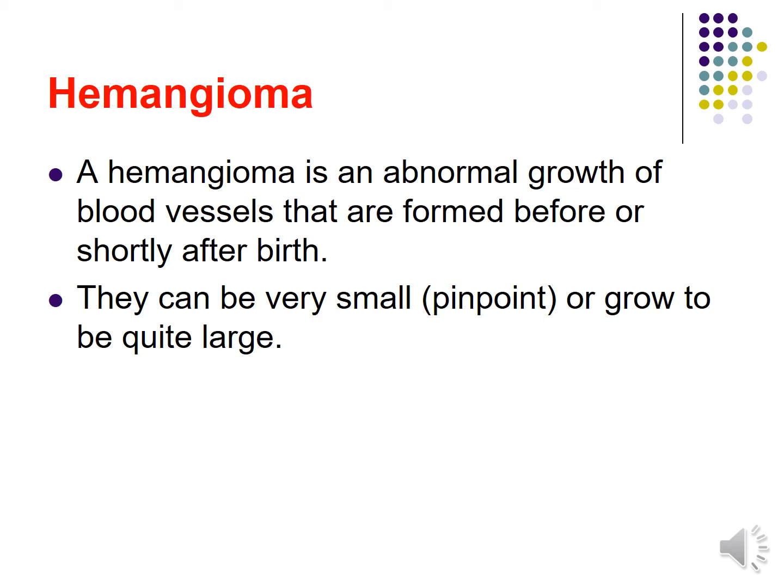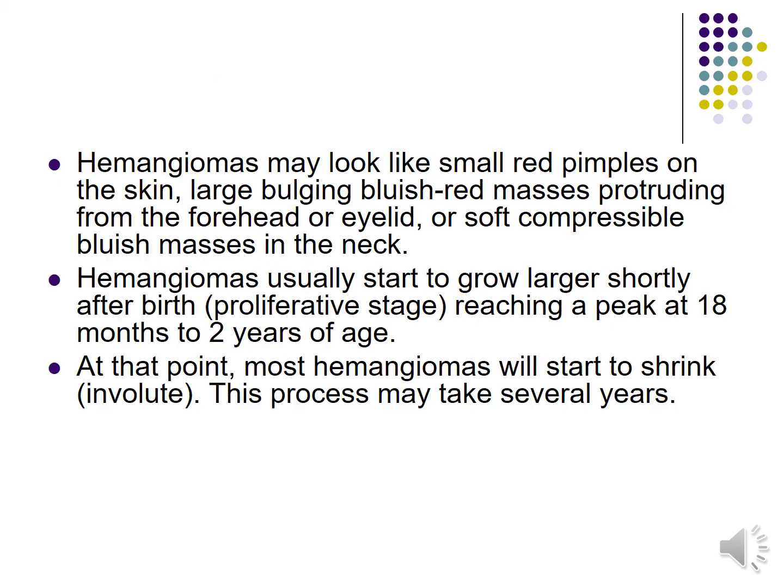So it can be a small pinpoint, or it may grow to quite a large size. Hemangioma may look like a small red pimple on the skin, or large bulging bluish-red masses protruding from the forehead, eyelid, or a soft compressible bluish mass in the neck. Hemangioma usually starts to grow larger shortly after birth, that is the proliferative phase, reaching a peak at 18 months to 2 years of age.